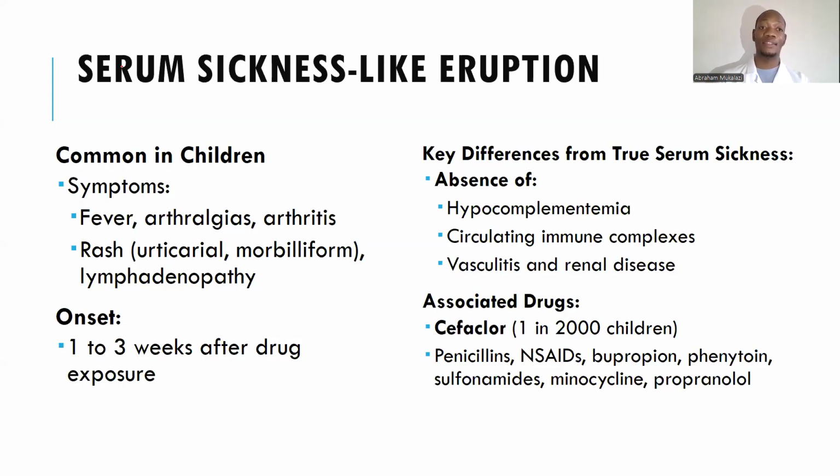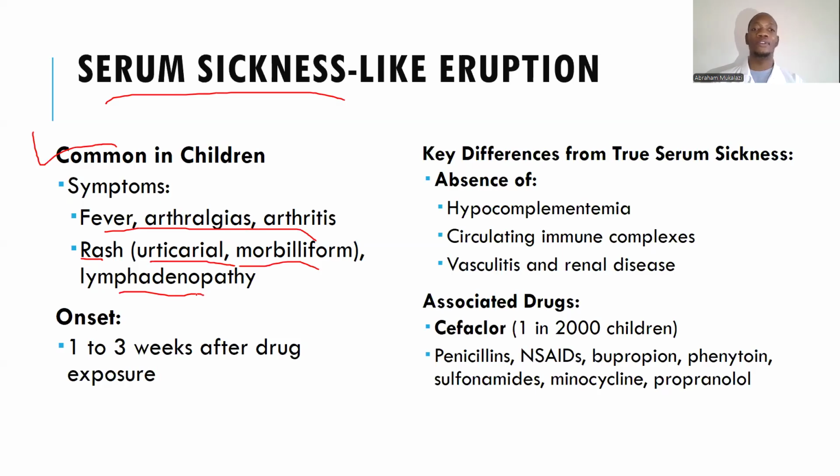Okay, so we'll go to the next skin reaction from drugs. We call it serum sickness-like eruption. This is commonly seen in children with symptoms including fever, joint pains, and then they usually get a rash, which is either annular or even morbilliform. This is accompanied by lymphadenopathy. This one also occurs about 1 to 3 weeks after the drug has been given.